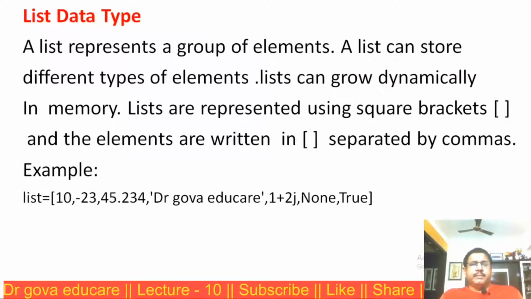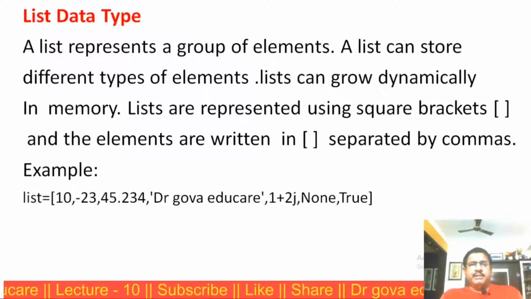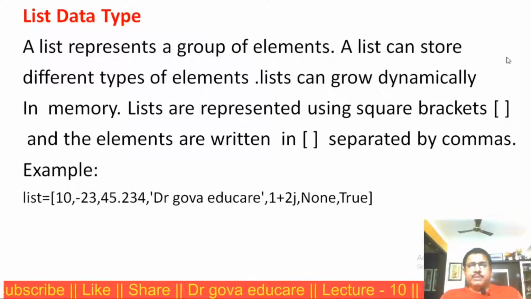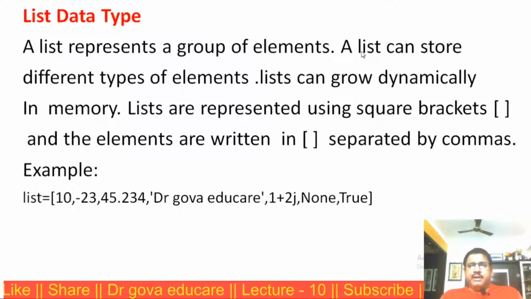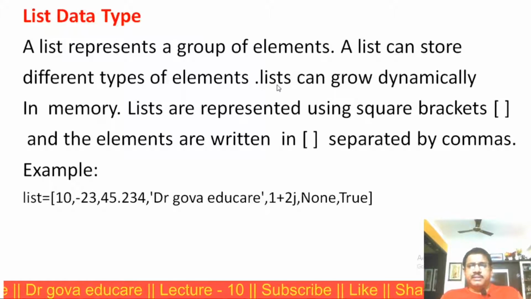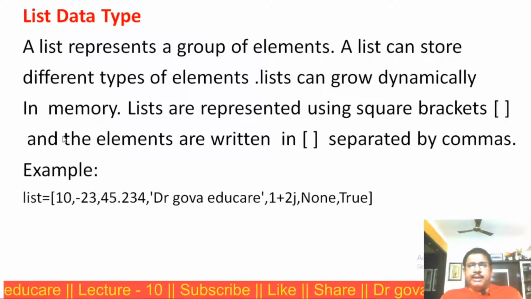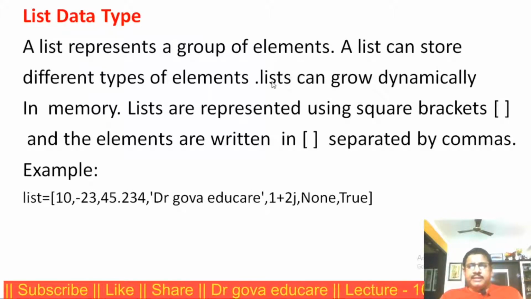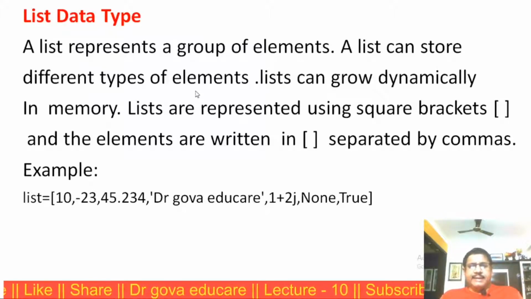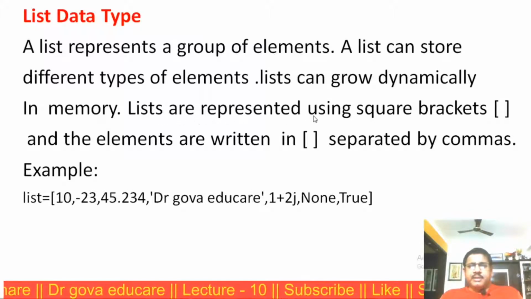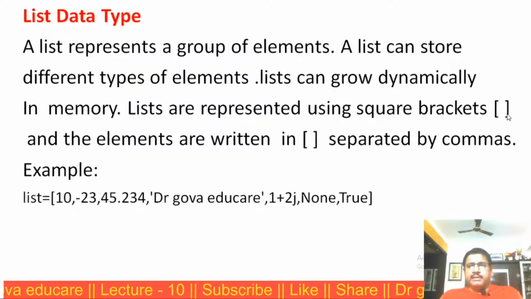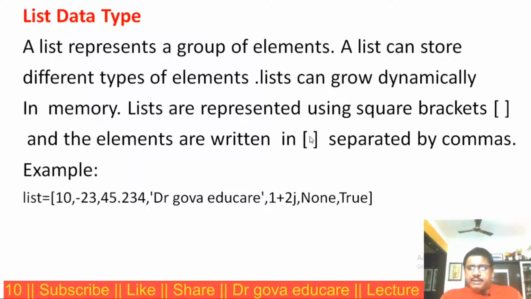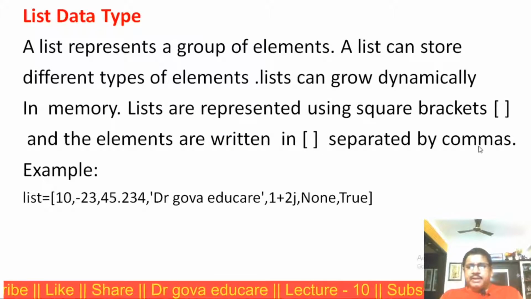List data type. A list represents a group of elements that can be stored with different types of elements. That means it holds heterogeneous elements. A list can grow dynamically in memory. That means we can increase the size and decrease the size at runtime. Lists are represented using square brackets and the elements are written in square brackets separated by commas.